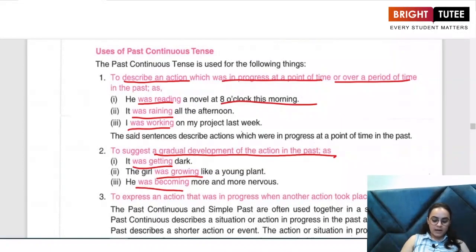He was becoming more and more nervous. So, was becoming more and more nervous. Again, a gradual change that was taking place.